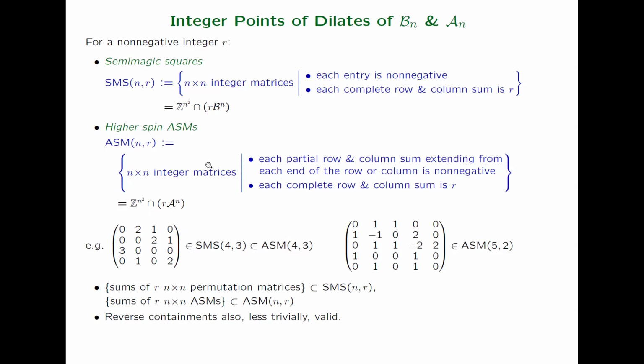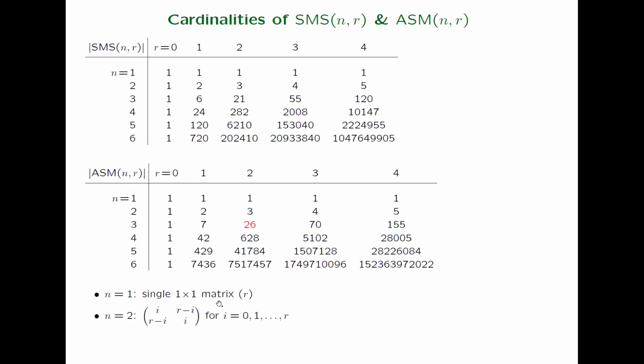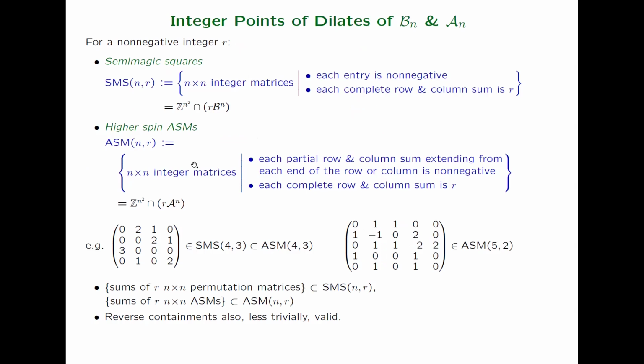Here are a couple of examples. Firstly, the semi-magic square, and secondly, the lower semi-magic square. It's easy to see that if you sum up n-by-n permutation matrices, you do get a semi-magic square, and likewise for ASMs. The reverse containments are actually also valid. In fact, it's interesting to note that these semi-magic squares have a long history dating all the way back to MacMahon 120 years ago, and then they were studied by Stanley and many other people.